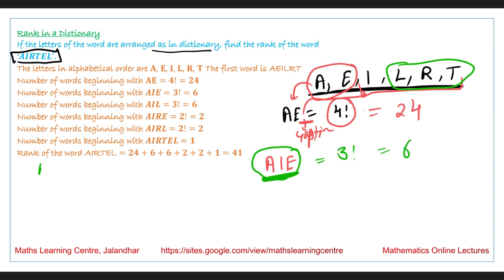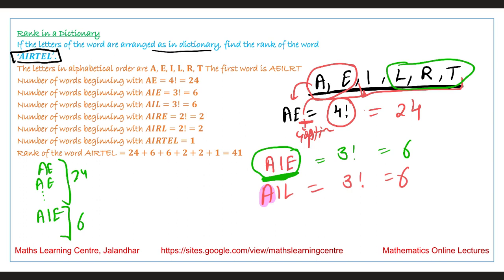We are saying we have the words starting with AE, like this, 24 words in total. After all these AE words, we have the words starting with AIE, which total 6 words. After this, we will have the words starting with A, I and L. That will be 3 factorial, which is equal to 6 words.